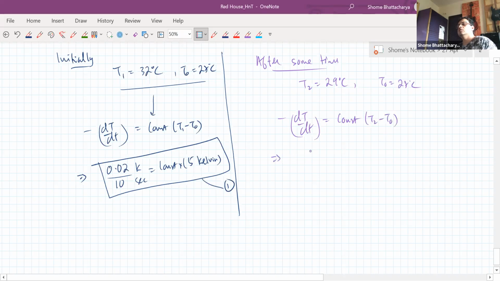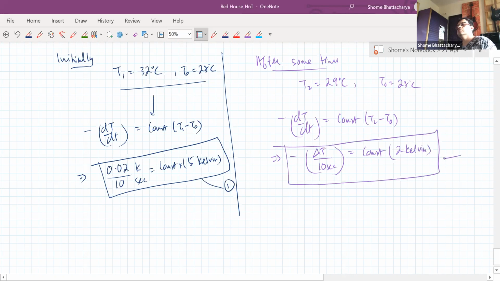So whatever this new temperature change divided by this is equal to that same constant into, now this temperature difference is 2 kelvins. So let's say this is my equation 2. Now just divide the two equations. Do equation 2 divided by equation 1.